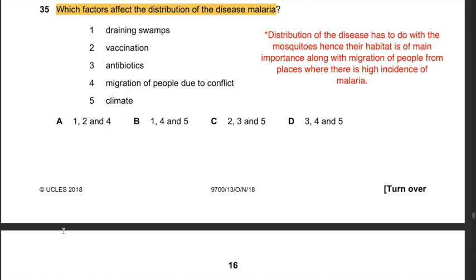2. Vaccination. No, vaccination is not going to affect the distribution of the disease malaria. 3. Antibiotics. That again won't affect the distribution as it doesn't have anything to do with the habitat, as well as the disease causing agent, which is a protoctist, as antibiotics only work on bacteria. 4. Migration of people due to conflict. Yes, as migration could lead to regions where there are no cases of malaria having some cases of malaria due to people entering from countries where there is high incidence. 5. Climate. Yes, again climate does affect the habitat of the Anopheles mosquitoes. Therefore, the answer is 1, 4 and 5, and that is B.